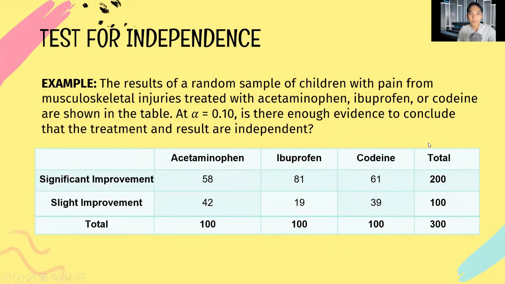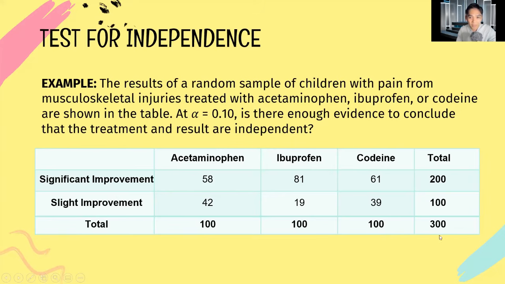1. The results of a random sample of children with pain from musculoskeletal injuries treated with acetaminophen, ibuprofen, and codeine are shown in the table. At a level of significance equal to 0.10, is there enough evidence to conclude that the treatment and result are independent?